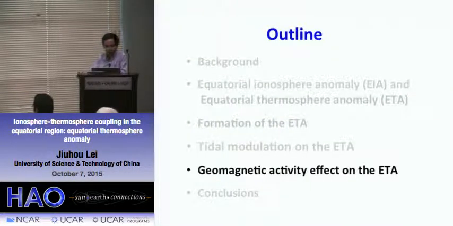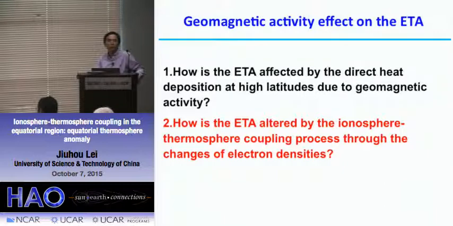So we also did a lot of study trying to understand what's the effect of the geomagnetic activity on this EIA variability. We try to address a couple of questions, at least two. First is how the EIA feature is affected by the direct heating. That means the Joule heating and particle heating at high latitude during the geomagnetic activity is stronger. And the second is how the EIA feature is caused by the indirect process.